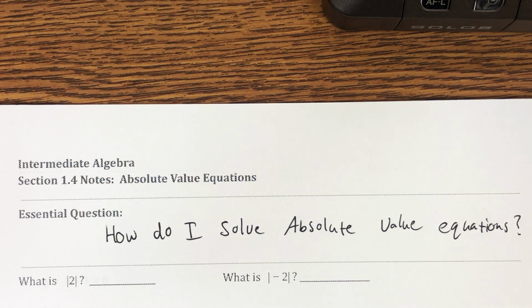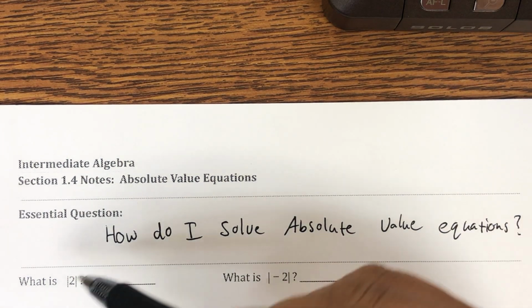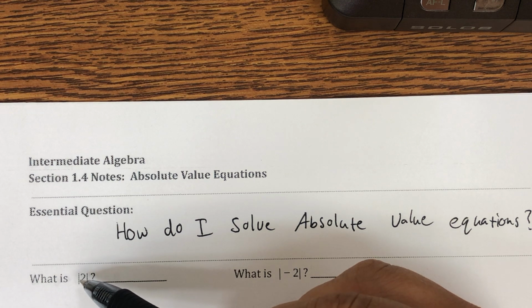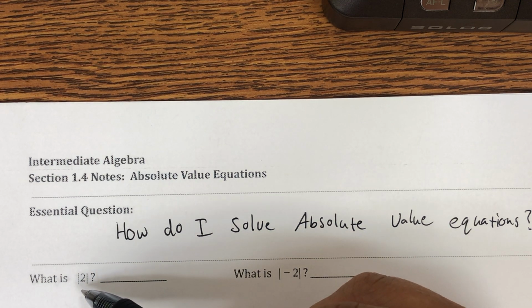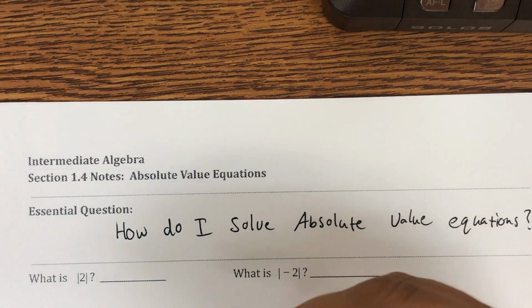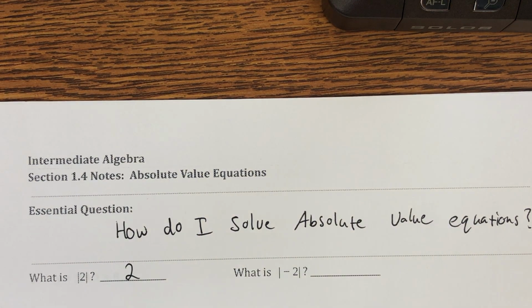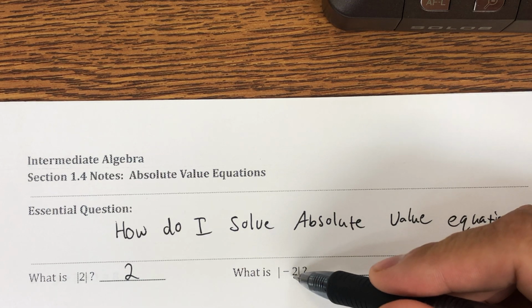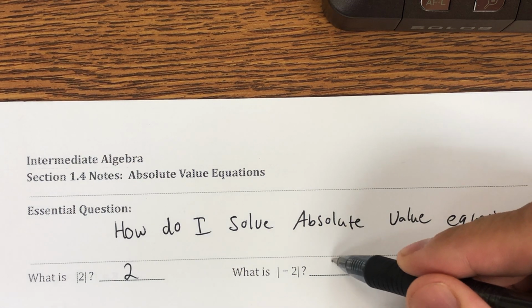So brief little review. Absolute value is when we see two bars around something. The bars go straight up and down. And for example, the first one, it says what is the absolute value of 2? The absolute value of 2 is 2. You might remember someone saying absolute value is always positive. So the absolute value of negative 2 is also 2.